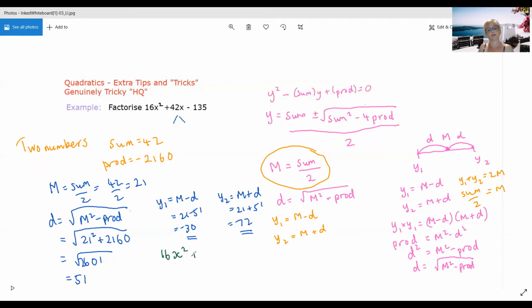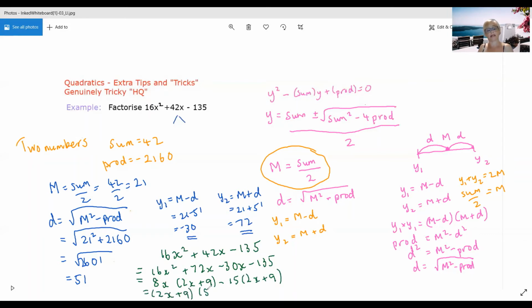So 16x squared plus 42x minus 135. I'm going to write the 72 first: 72x, minus 30x, minus 135. Now, of course, we can do our grouping. We can take an 8x out and we're left with 2x plus 9. And we can take out a negative 15 and we're left with 2x plus 9. And of course, our factorised version is 2x plus 9, 8x minus 15. That would have been very tricky to do using any of the other methods that we've learned.